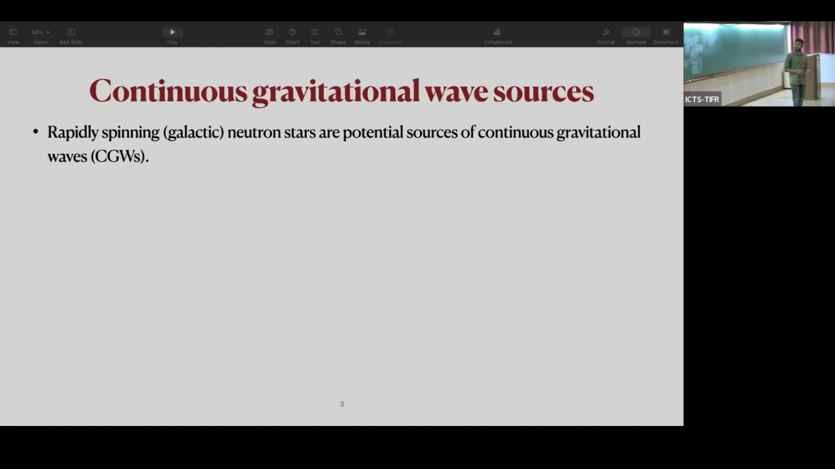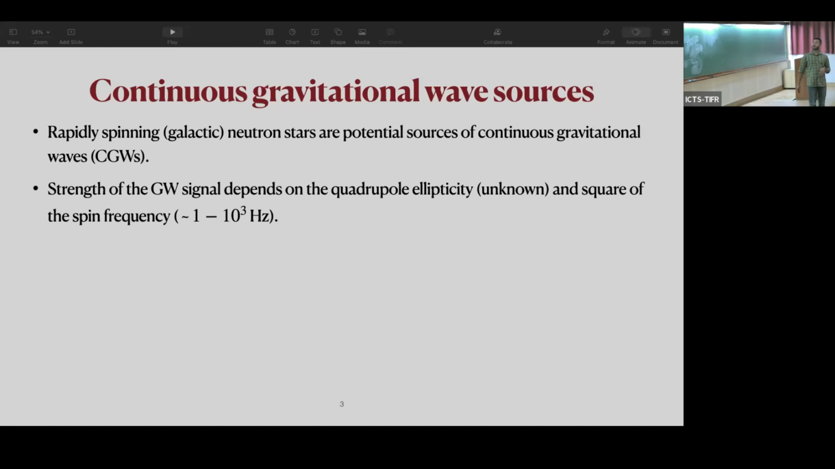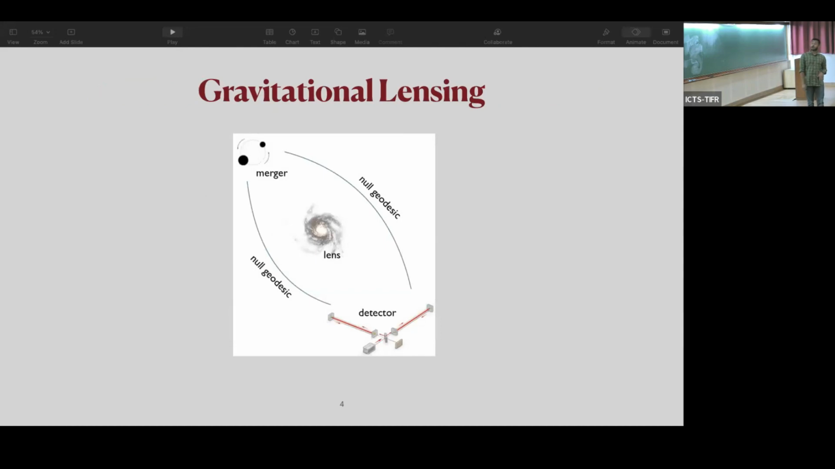So what are the sources that we have? One prominent source is rapidly spinning neutron stars. Galactic, because they are likely to be detected. Because the signal is weak, we cannot look very far for these signals. The strength of continuous gravitational wave signals from neutron stars depends on the quadrupole ellipticity, which characterizes the deformability of the star, as well as the square of the spin frequency. They are rotating stars, so it depends on the square of the spin frequency, and they are potentially detectable by upcoming detectors.